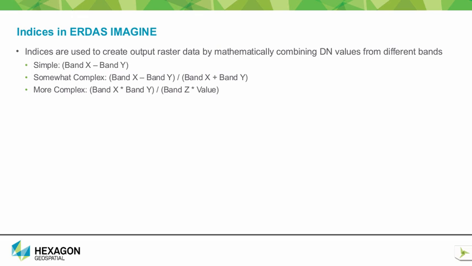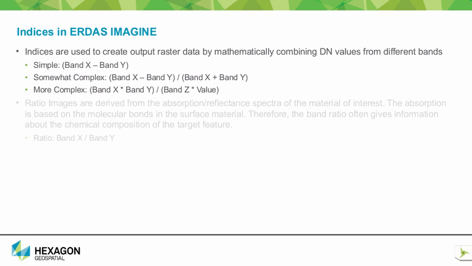Indices are used to create an output raster data, basically a thematic data set, and it uses mathematics to combine digital numbers or DN values from different bands within the image data. A simple example may be band X, the value from band X minus the value from band Y. Somewhat complex could be something like a normalized difference indices. We have band X minus band Y. We take that difference and divide it by the sum of band X plus band Y. And then there's more complex examples of indices.